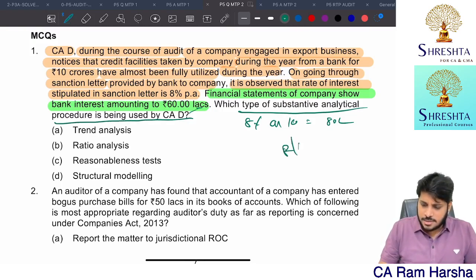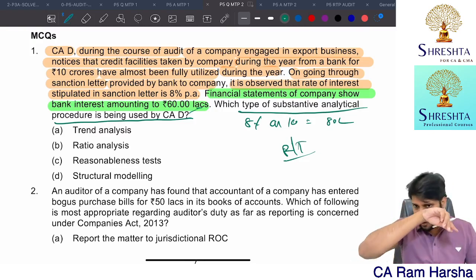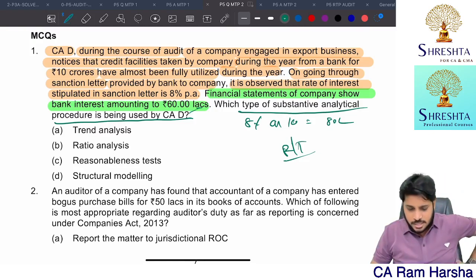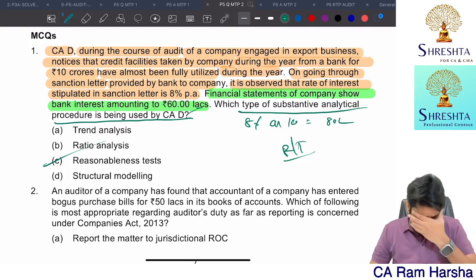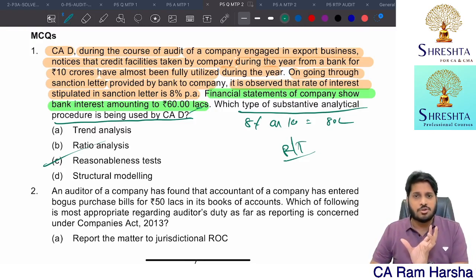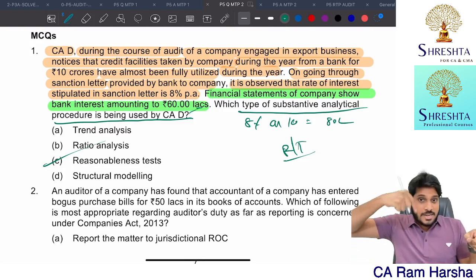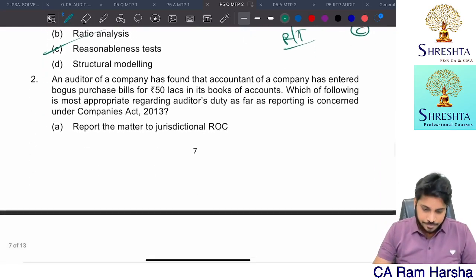He is using reasonableness test. You see reasonableness test example, application of interest rate on bank loan, that also you'll get interest. So it's reasonableness test. It's not ratio analysis. Turnover ratio, profit ratio, these are all ratio analysis. So this is reasonableness test. Applying rate of interest on the loan outstanding gives the expected value of interest. Look at the actual interest recorded. With the difference we should investigate. So the testing method is reasonableness test straight away. So C is the answer.